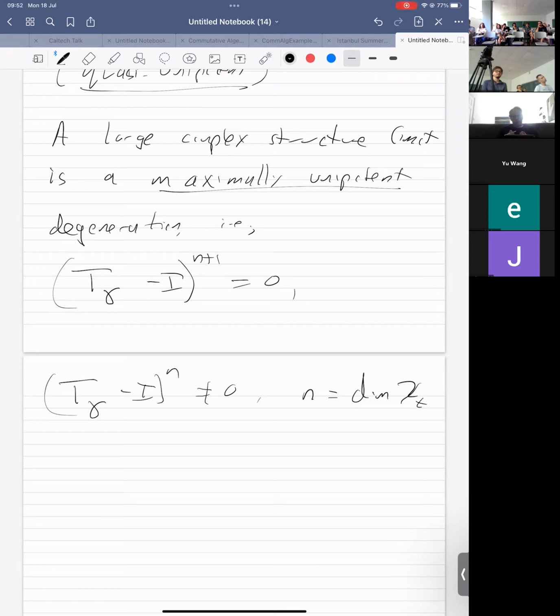Another way of putting this is saying that the monodromy has a Jordan block of size n. But you should view it as really saying that the central fiber X_0 is particularly degenerate.